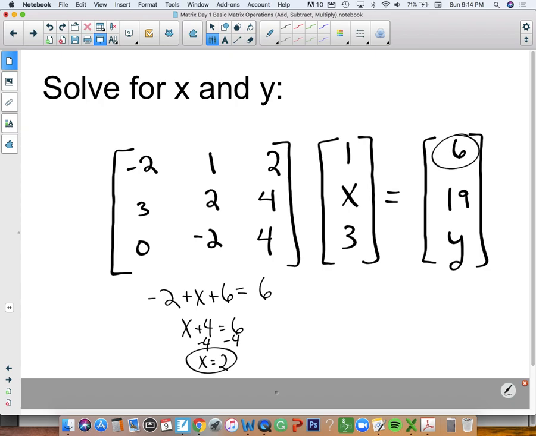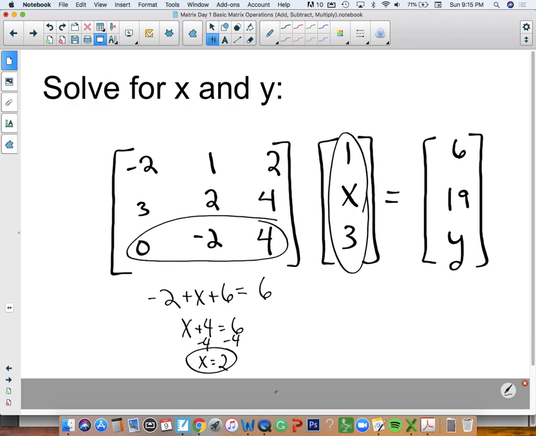what do you think I'm going to do to get that y in the bottom? Since it's the third element over there, I'm probably going to have to use the last row and this column again, because it's the only column there. And then that should give me the y. So let's set it up. We got 0 times 1, that's a 0. The next one, negative 2 times x, that's negative 2x. And then 4 times 3, that's a 12.